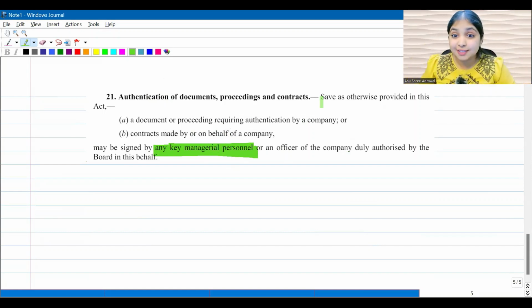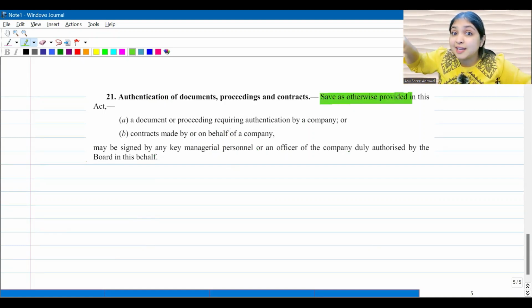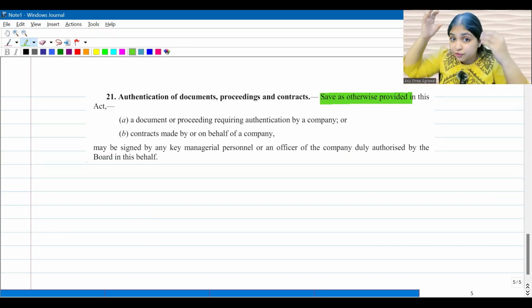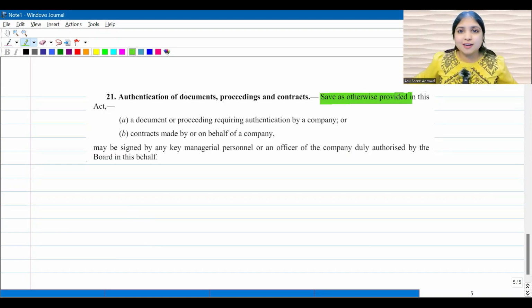But section 21 starts with the words save as otherwise provided, which means section 21 is saying if any other section in the Act says that some other person has to sign, that will stay unaffected. Like section 46, share certificate. Section 46 very clearly says who has to sign share certificate. So if some other section is telling you who has to sign the document on behalf of the company, that person only will sign. But if your situation is not falling under other sections, then you come to section 21.